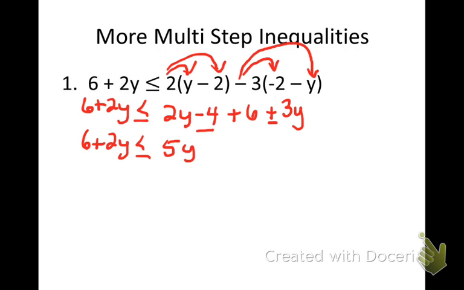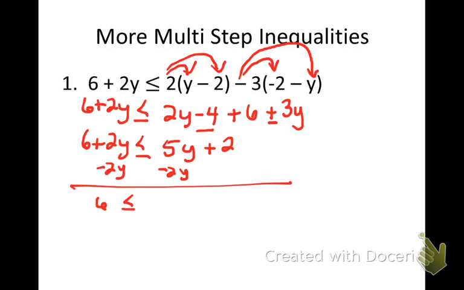I have a negative 4 plus 6. So the signs are different. I'm going to subtract. I get plus 2y. Now we need to get the y's on one side. I'm choosing to subtract 2y. You could do something different here. Leaves me 6 less than or equal to 3y plus 2.